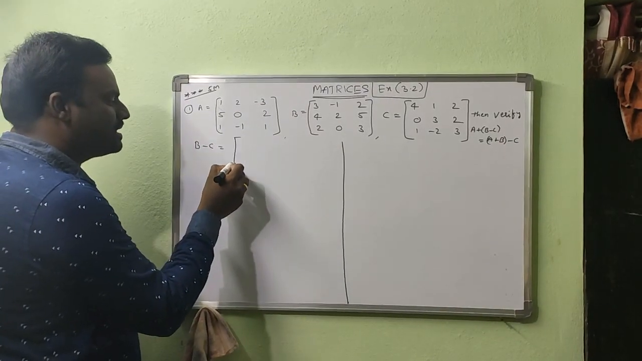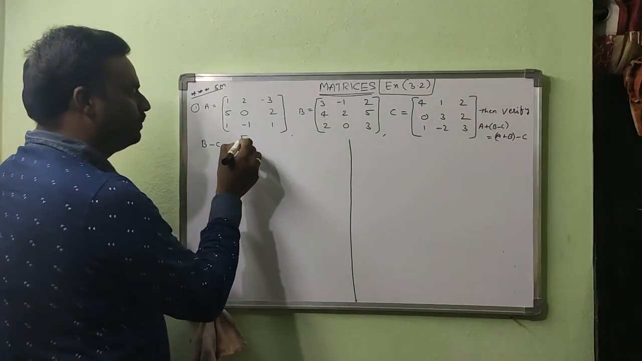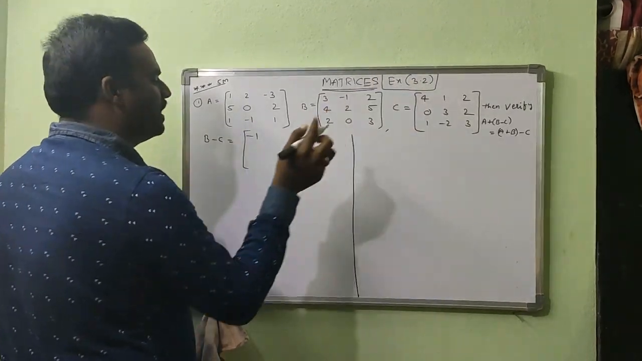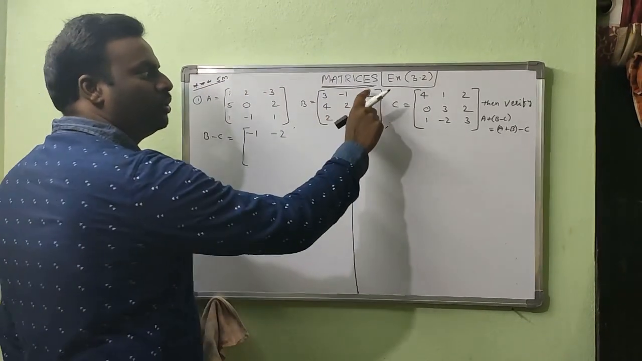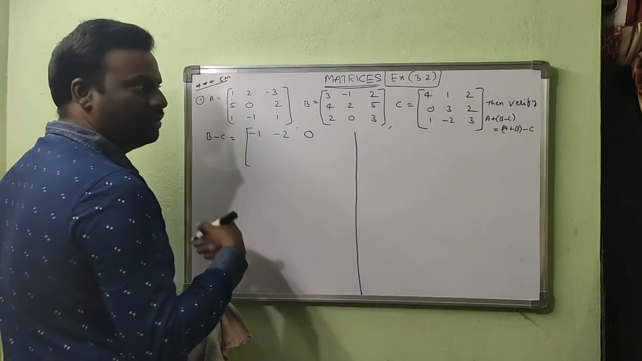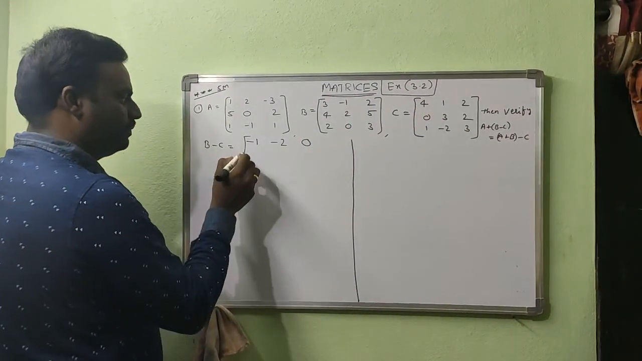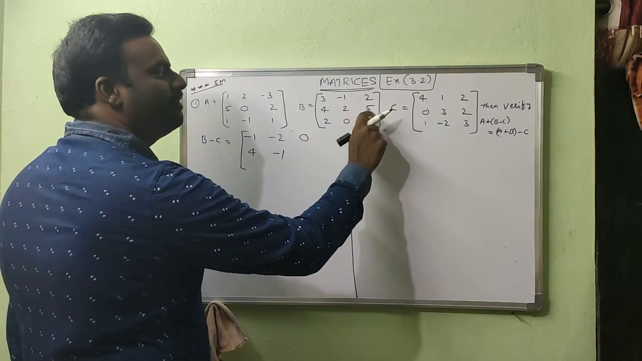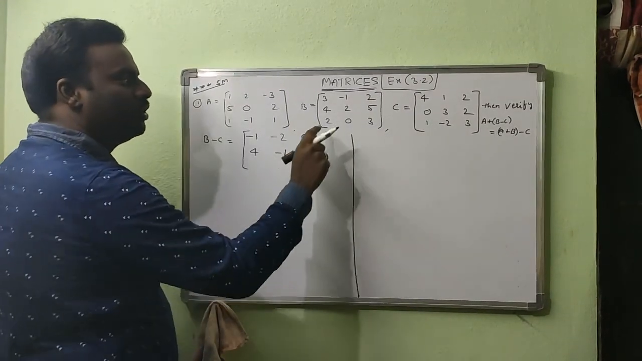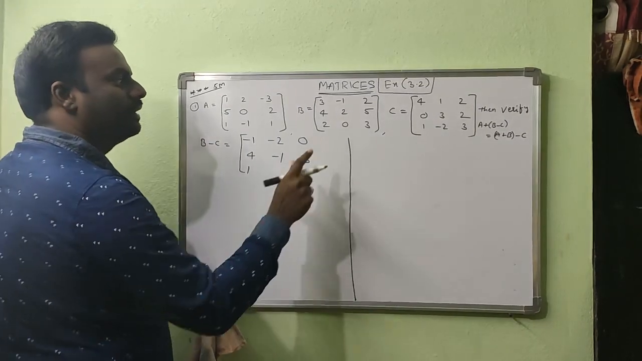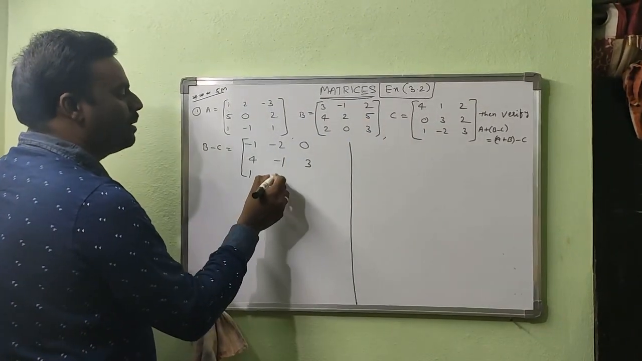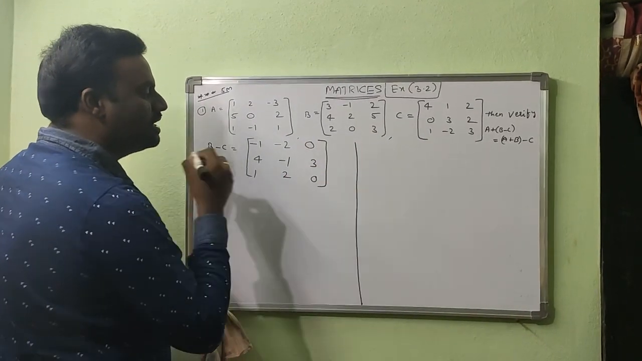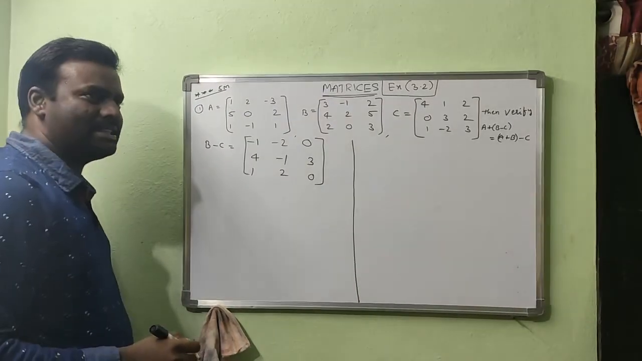So for finding B minus C, 3 minus 4, it becomes minus 1. Minus 1 minus 1, minus 2. 2 minus 2, 0. 4 minus 0, 4. 2 minus 3, minus 1. 5 minus 2, 3. 2 minus 1, 1. 0 minus minus 2, it becomes plus 2. 3 minus 3, it becomes 0. So this is the value of B minus C.